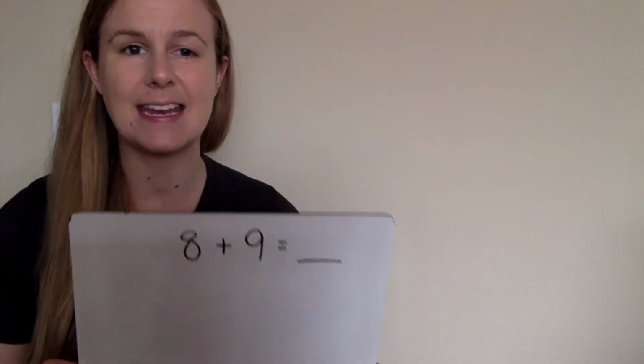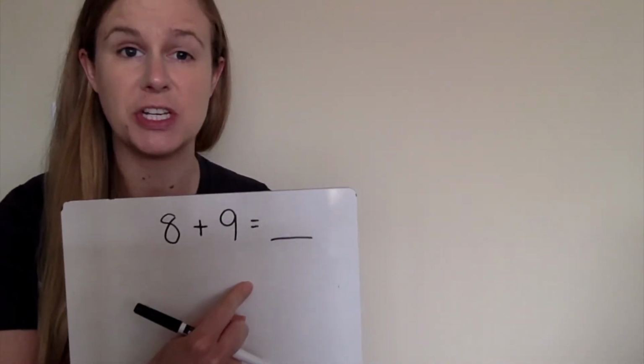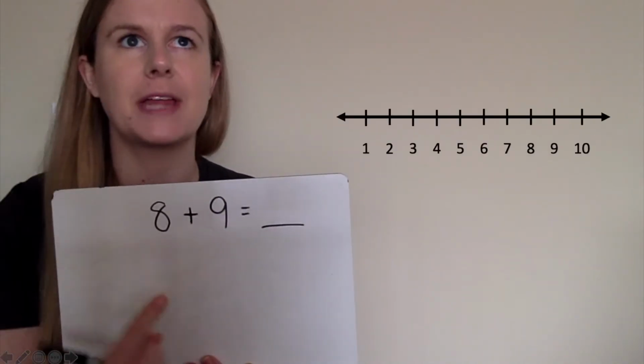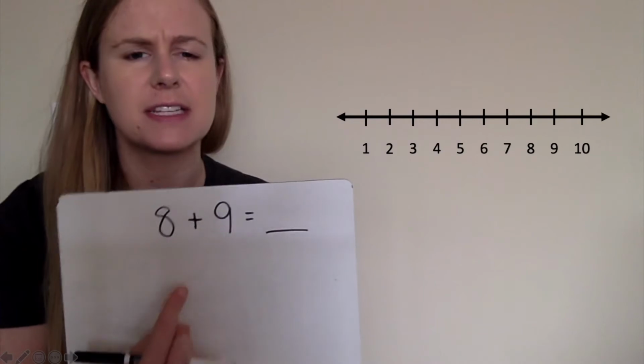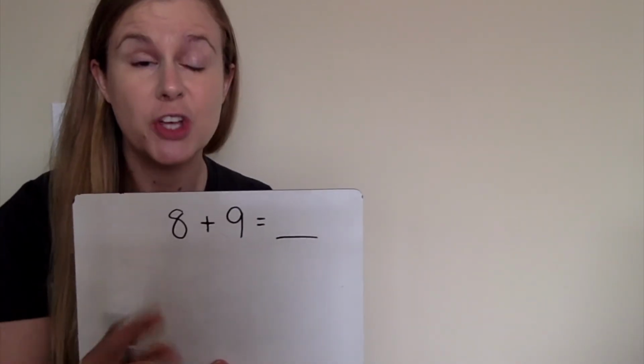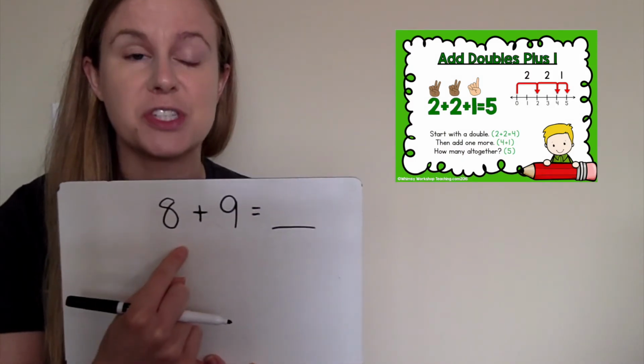8 plus 9 equals blank. I know that 8 and 9 are next to each other on the number line because 9 comes after 8. If I picture a number line, I see 1, 2, 3, 4, 5, 6, 7, 8, 9. That means they're 1 apart. So I can do doubles plus 1. I'm going to start with the smaller number.